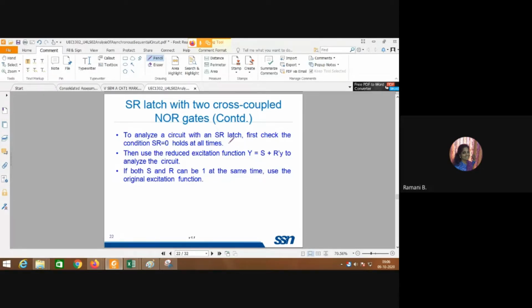or NAND gates. For NOR gates you check SR equal to 0, and for NAND gates you check S bar R bar equal to 0.